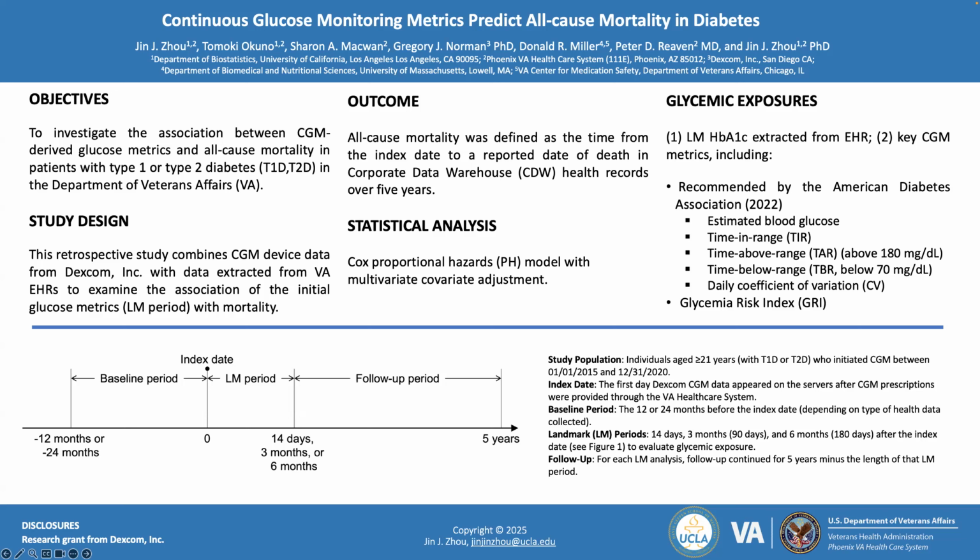Using Cox proportional hazard model, we evaluated how CGM metrics, including mean glucose, time in range, time above range, coefficient of variation, and glycemic risk index related to mortality. We also compared these metrics with landmark HbA1c values extracted from EHR.